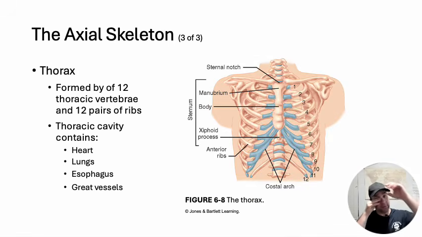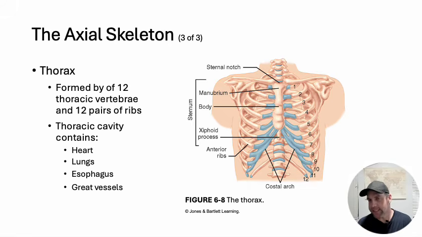Next we have the thorax. So this is commonly known as the chest cavity. It's one of the most vital regions of the human body because it houses and protects some of the most critical organs in your entire body. Your heart, your lungs, your great vessels like your aorta and the vena cava. And you also have in this region the esophagus, right, and the trachea.